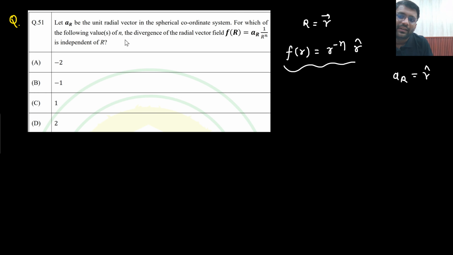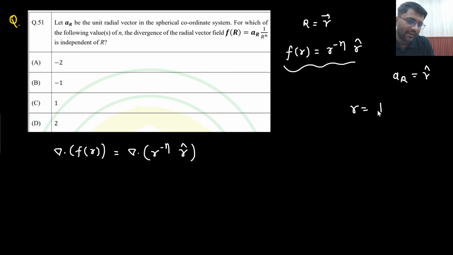And what they are saying is the divergence is independent of r. Divergence of F(R) they are talking about. Is it a vector field? Surely it is a vector field. What is this? R to the power minus n will be a scalar value and r cap is the constant. What is r? R is nothing but under root x square plus y square plus z square. This is the scenario. Now you need to calculate its divergence.